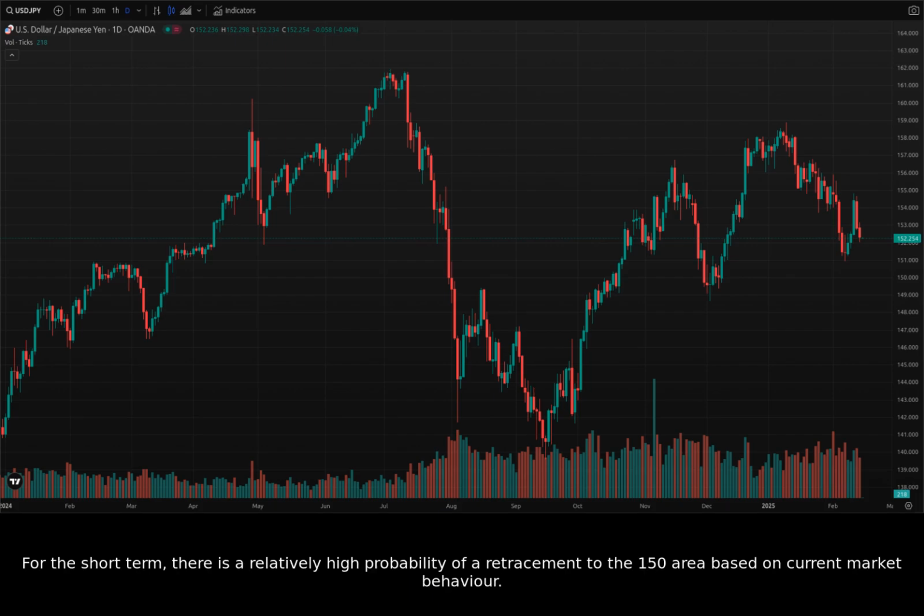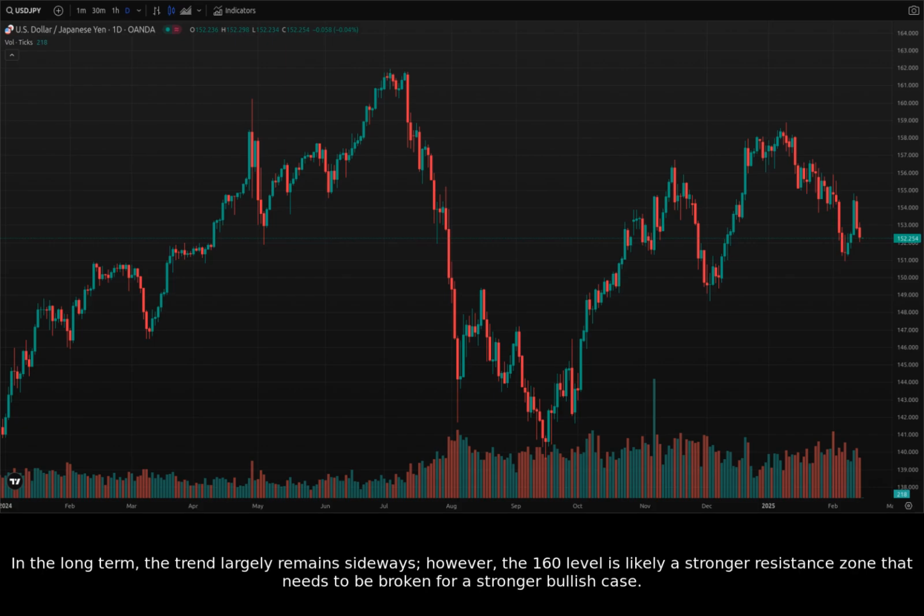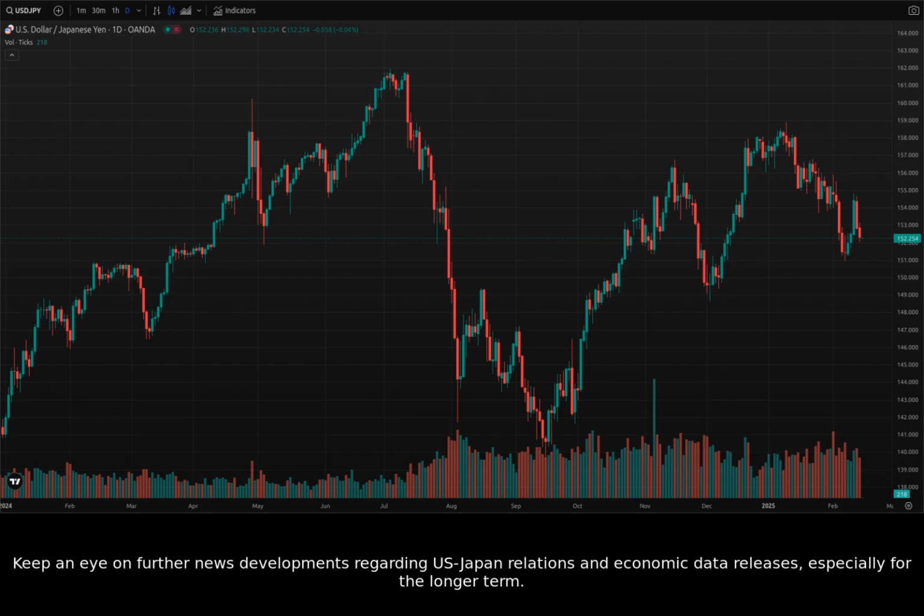For the short term, there is a relatively high probability of a retracement to the 150 area based on current market behavior. However, if the market sentiment shifts to bullish, we may see a continued price increase towards the 155 area. In the long term, the trend largely remains sideways. However, the 160 level is likely a stronger resistance zone that needs to be broken for a stronger bullish case. Keep an eye on further news developments regarding US-Japan relations and economic data releases, especially for the longer term.